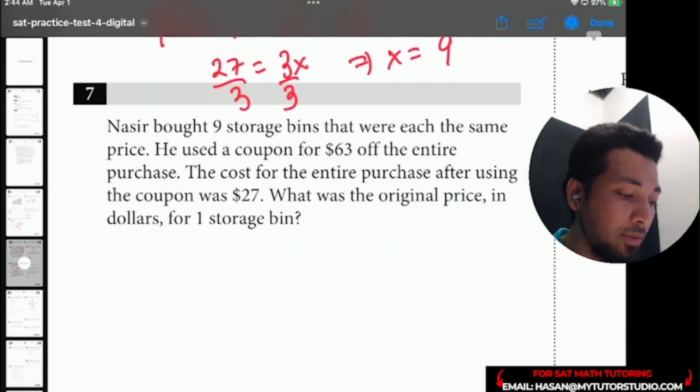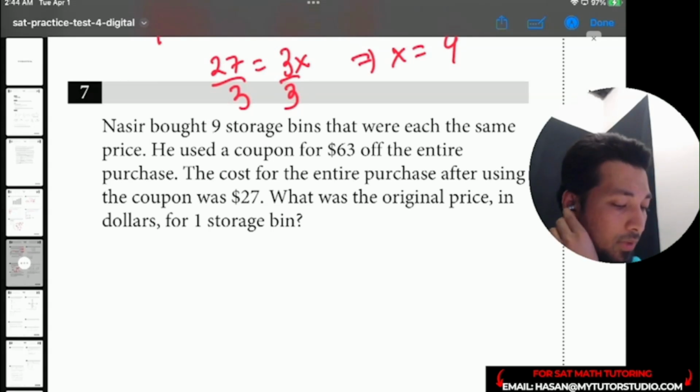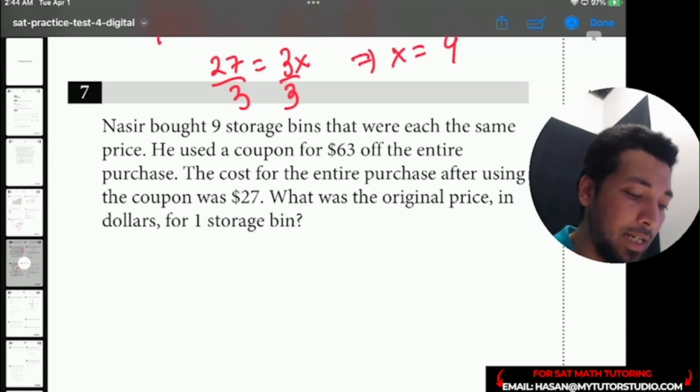Let's look at problem number 7. Nasir bought 9 storage bins that were each the same price. He used a coupon for $63 off the entire purchase. The cost for the entire purchase after using the coupon was $27. What was the original price in dollars for one storage bin?